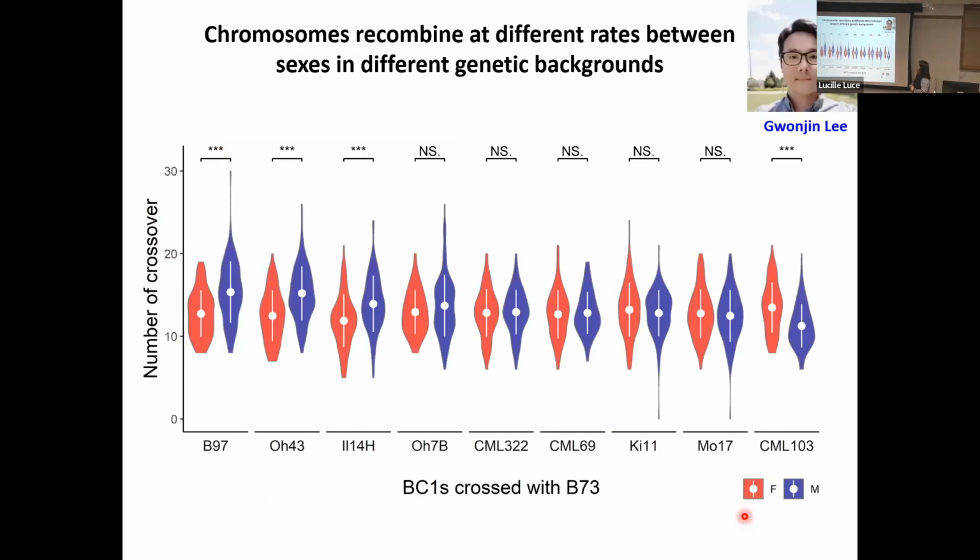Until now, we did whole genome genotyping by sequencing. We found the data is really interesting. Until now, we screened 9 lines. Out of these 9 lines, we found 3 of them have a higher male meiosis. You can see B97, Ohio 43, and IL14H. This is a sweet corn, and this is a temperate maize. So these 3 lines have a higher male recombination, and the other 5 lines do not show significant difference. And the last line, called CML103, has higher female meiosis.